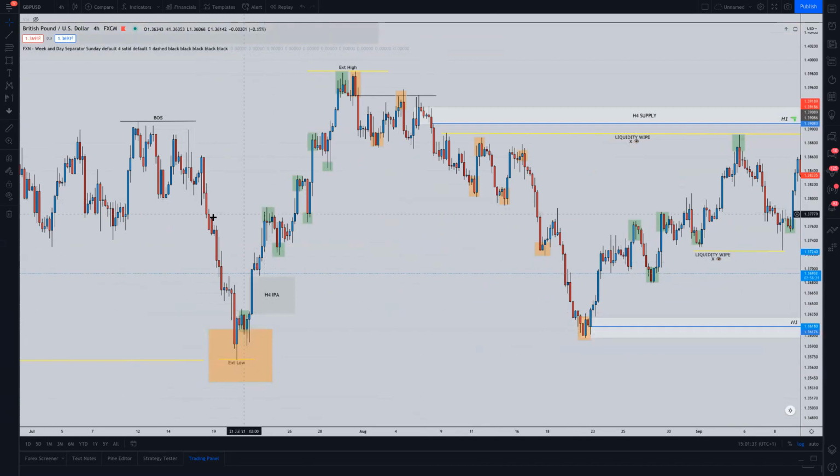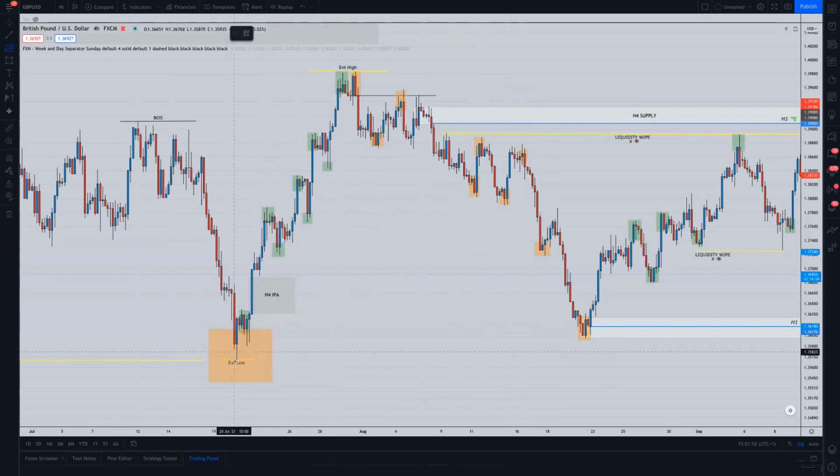Boom, we start making structures to the upside. We break structure, come here, make another low, another high, higher high, lower high, higher high. And then from there, we create this external high. So now I know we broke structure here. I now know potentially it's only a matter of time before we come back down to rework the market.